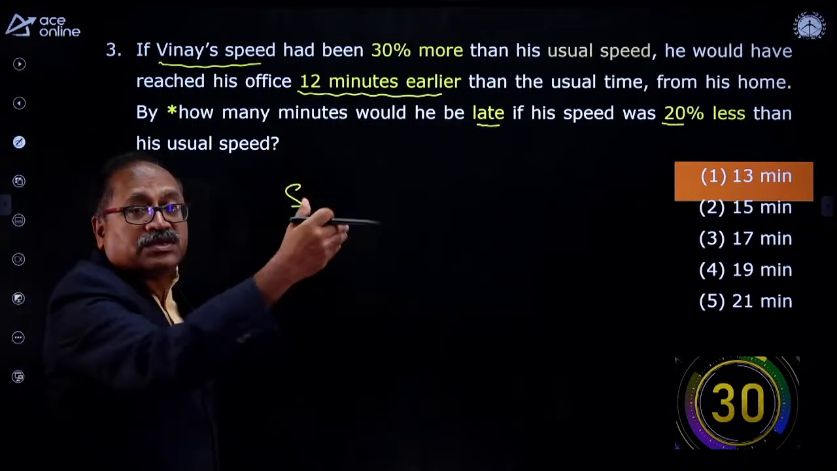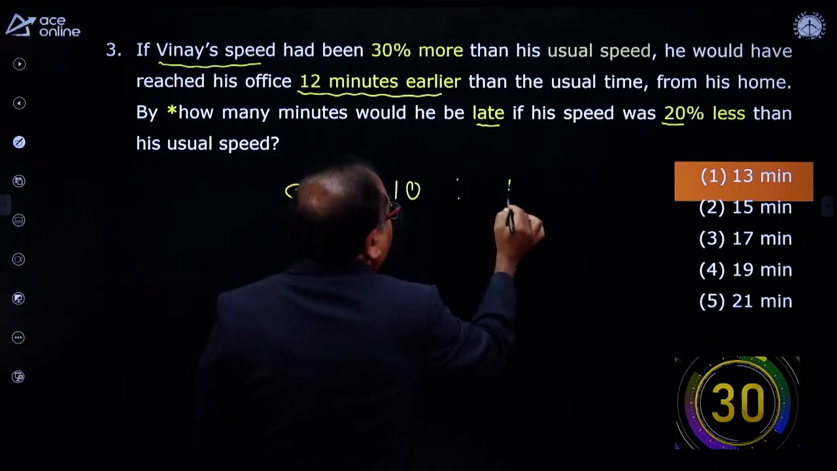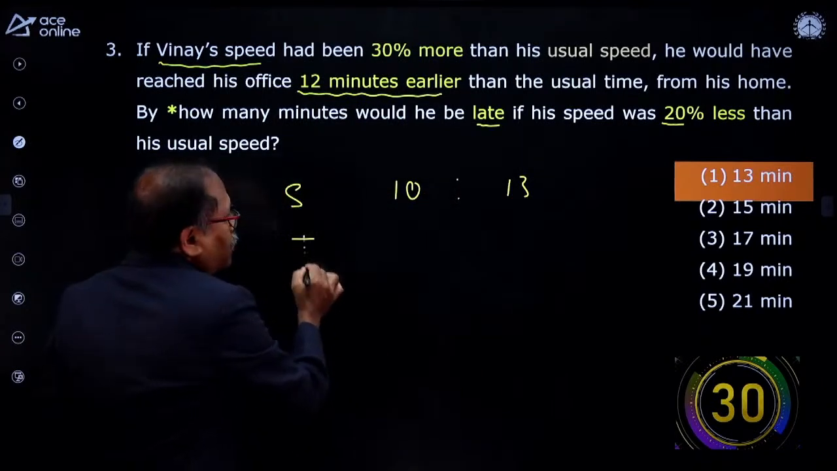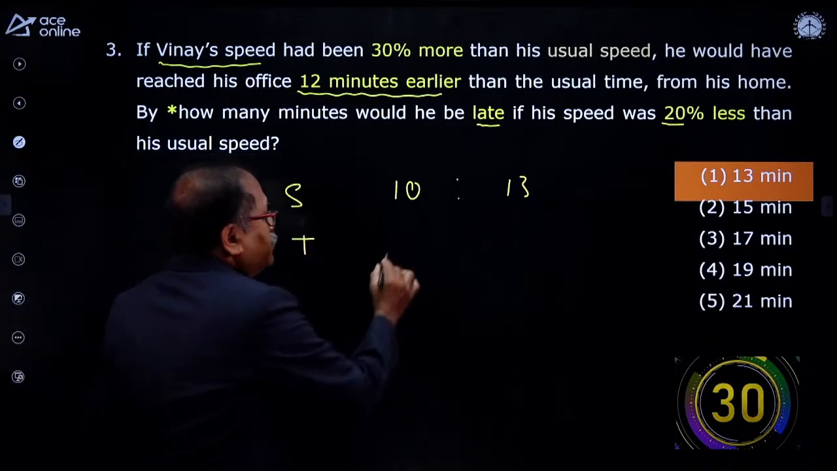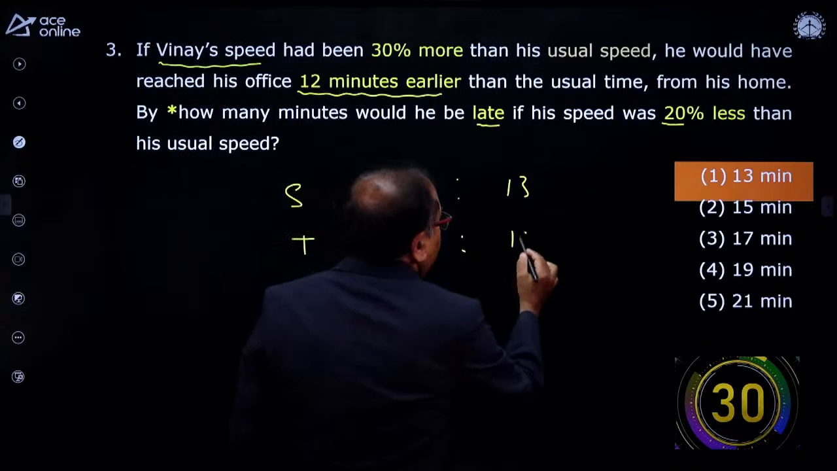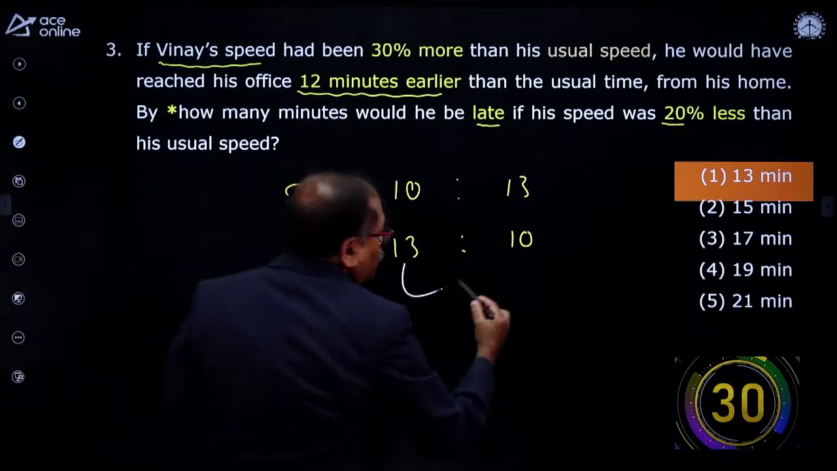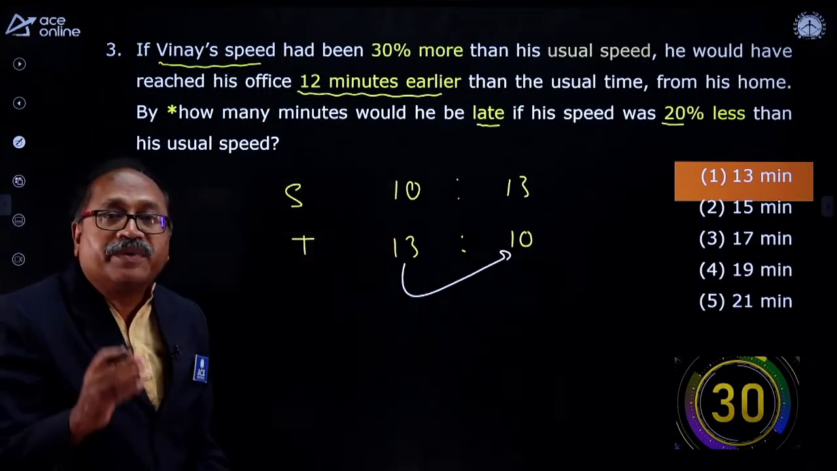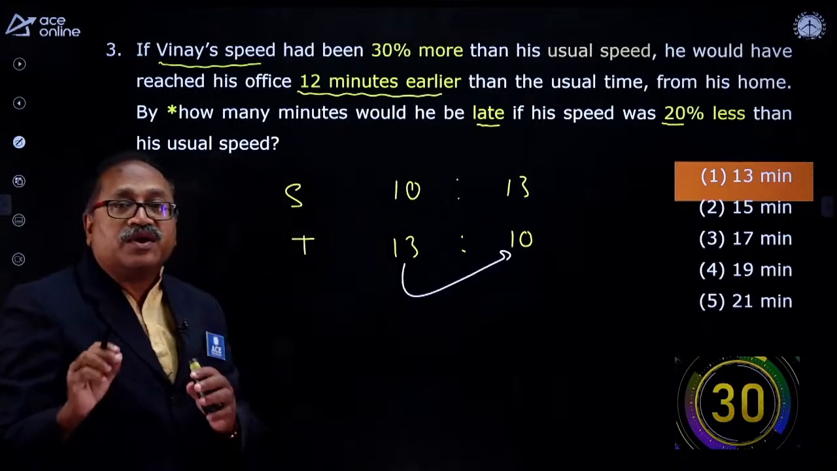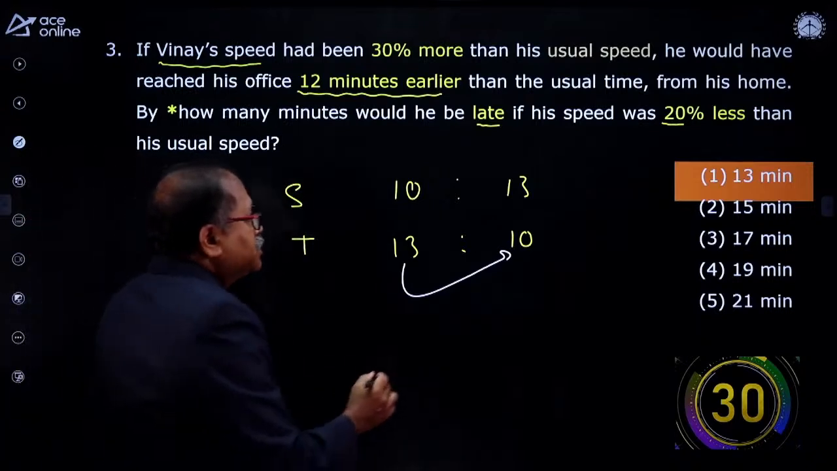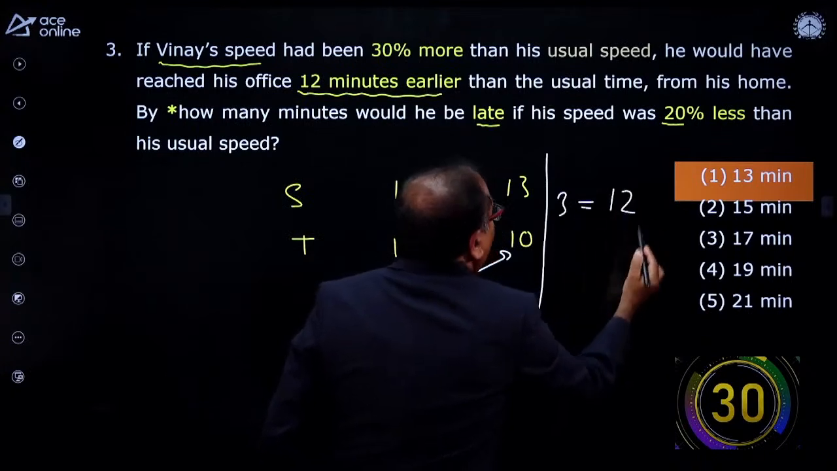Initially it was 100, now it is 130. That means 10:13 is the speed ratio. Time and speed vary inversely. Therefore, the time ratio will be 13:10. Now you notice how many parts of time are reduced. 3 parts of time are reduced. And how many minutes reduced? 12 minutes reduced. That means 3 parts is equal to 12 minutes.